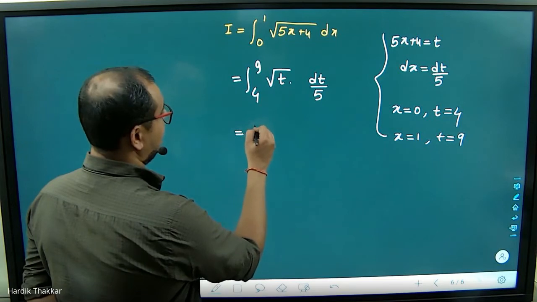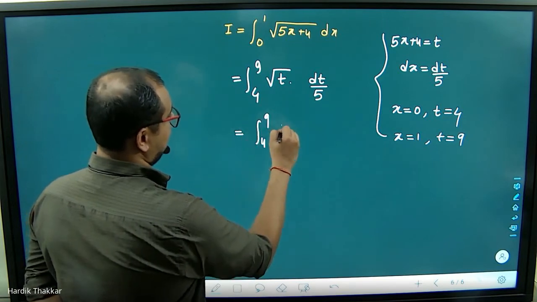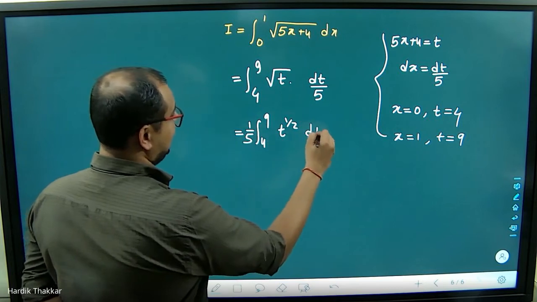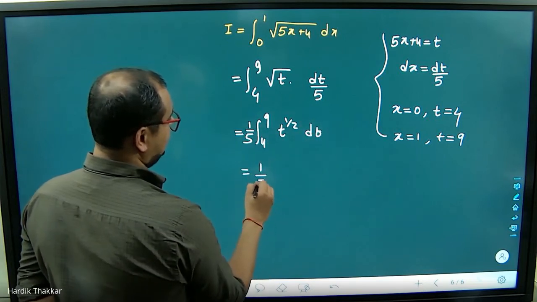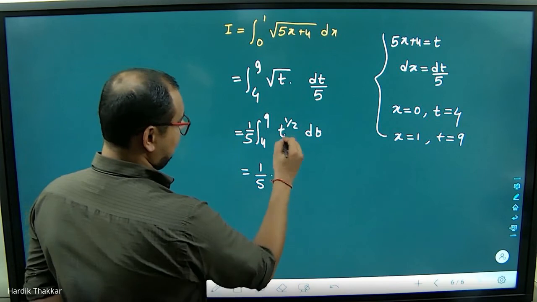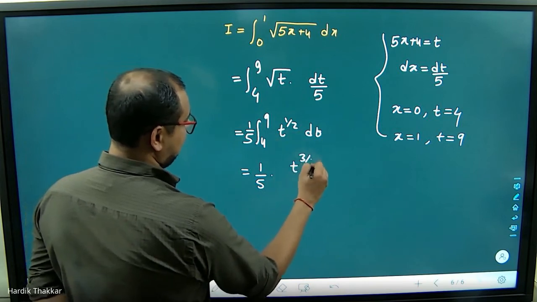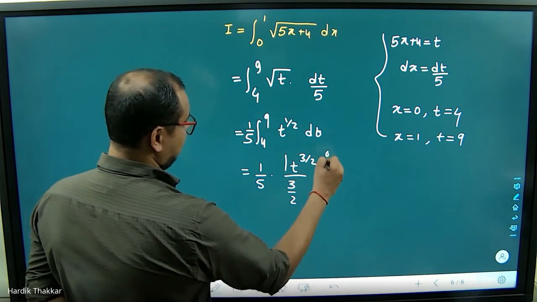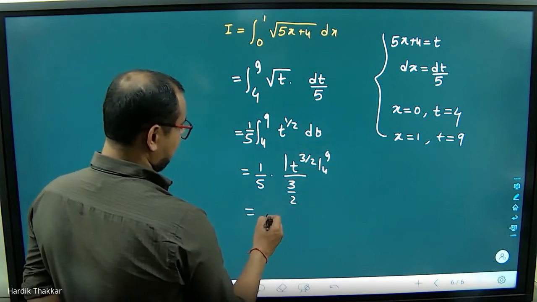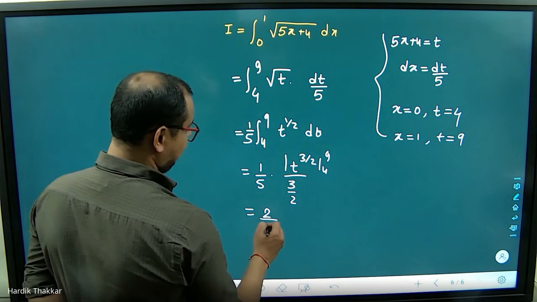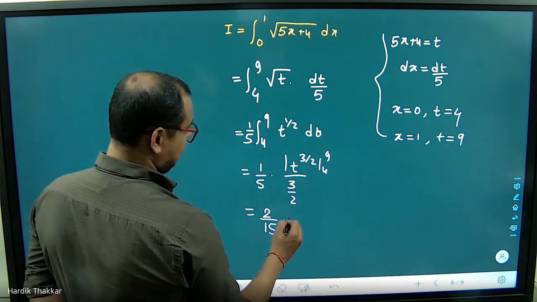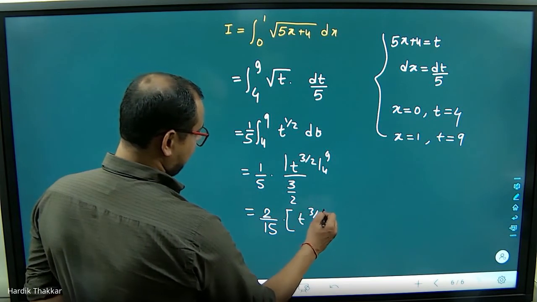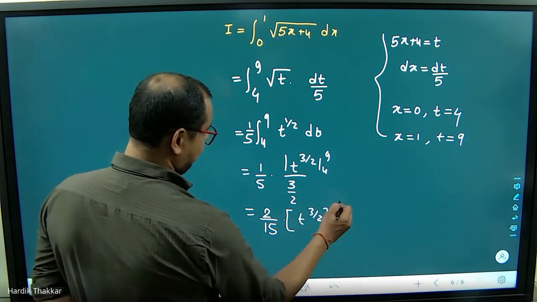After this we have to integrate root t. Here root t is t raised to power half. We can take 1 by 5 outside, and the integration of root t, t raised to power half, is t raised to power 3 by 2 upon 3 by 2, and the limit is from 4 to 9. Further, we can do the reciprocal, so it will be 2 upon 15, t raised to power 3 by 2, limit from 4 to 9.